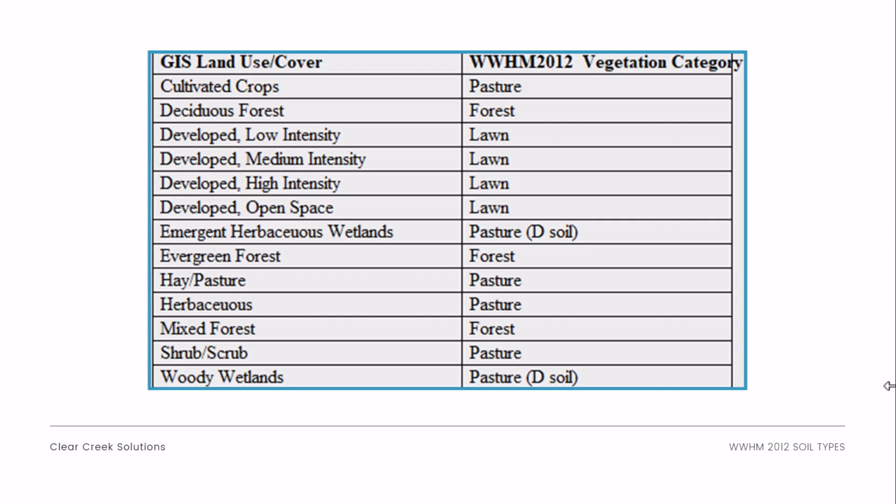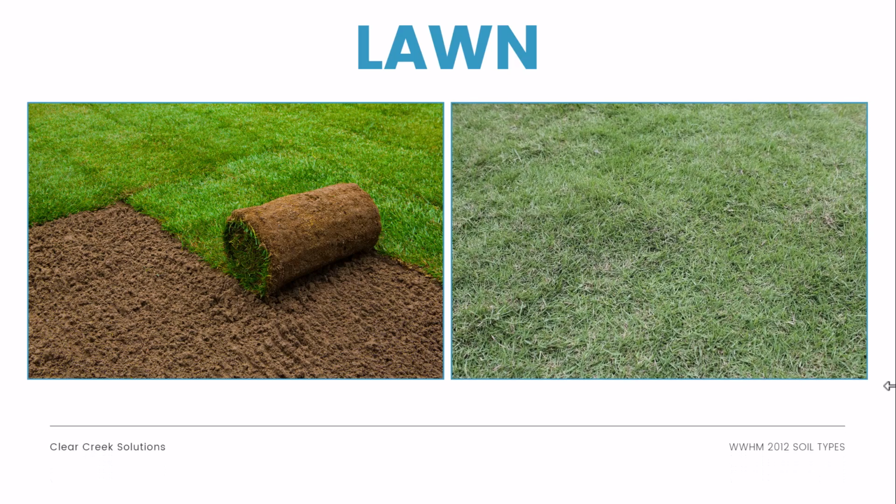So here are the examples from the WWHM 2012 program, the GIS land use cover, and how it correlates to the WWHM 2012 vegetation category. We have cultivated crops, which is basically pasture, and deciduous forest, which is forested. Then we have different tiers of developed, low, medium, and high intensity, as well as open space. That correlates to lawn area. Then we have emergent herbaceous wetlands. That's going to be a pasture or D soil. Evergreen forest, hay and pasture, herbaceous, mixed forest, shrub and scrub, which is pasture, and woody wetlands, which is pasture, D soil. So you can take your project site, whatever is represented on it, and easily translate it to a WWHM 2012 vegetation category when you enter it into your model, as long as you follow what is on the table seen there.